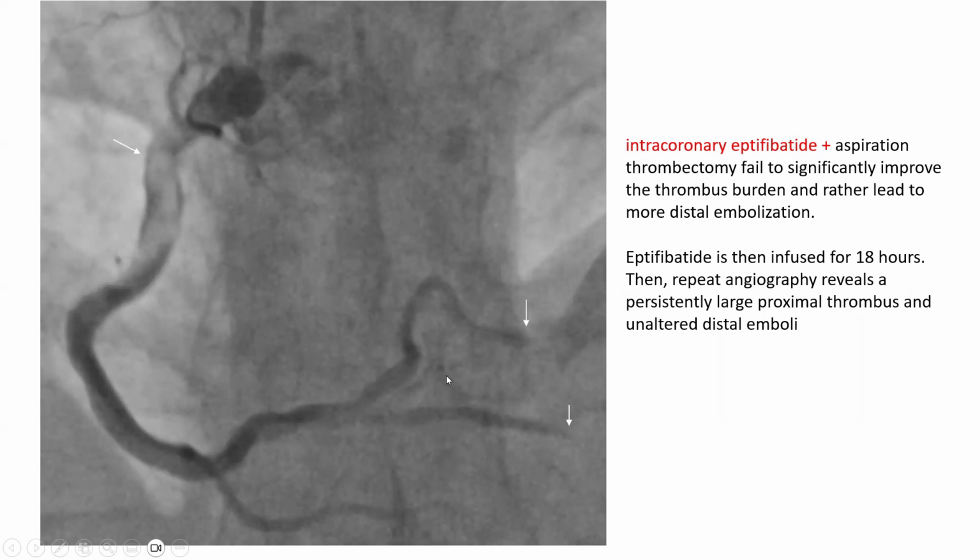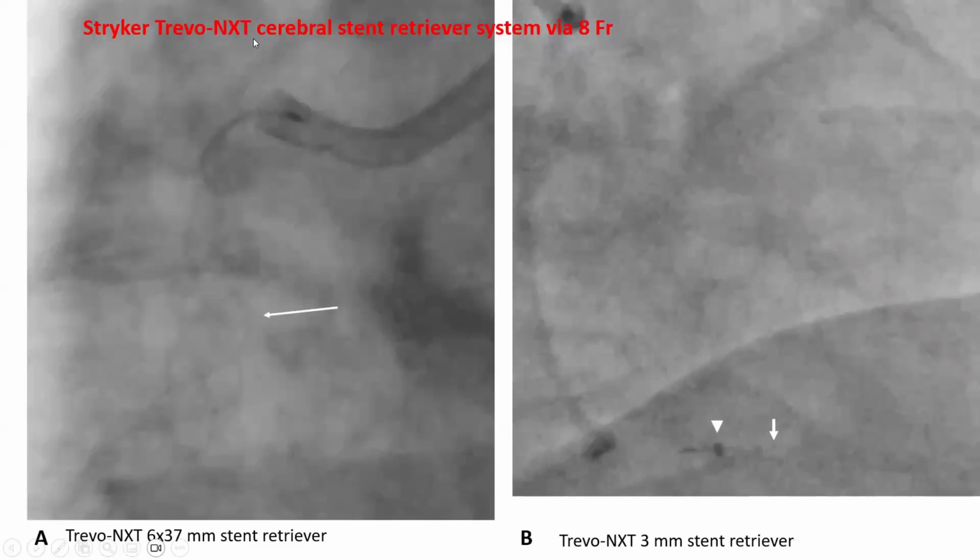Since he had some distal flow, we decided to place him on an infusion of 2B3A and repeat the angiogram 24 hours later. The repeat angiogram showed that the thrombus remained the same. So we used here a novel technique for the coronaries. We use the Stryker Trevo NXT Cerebral Stent Retriever system, which is the system used for stroke. It's the stent retriever system.